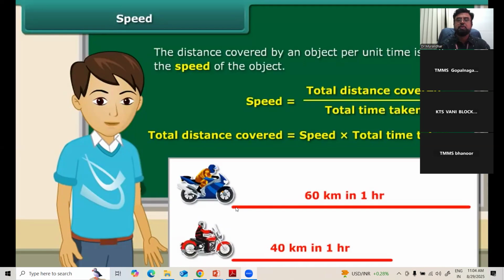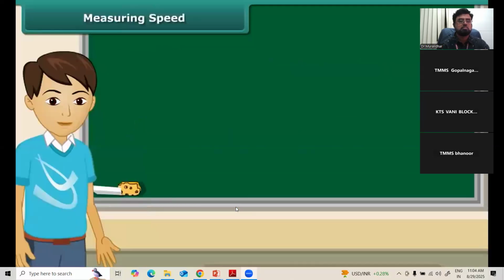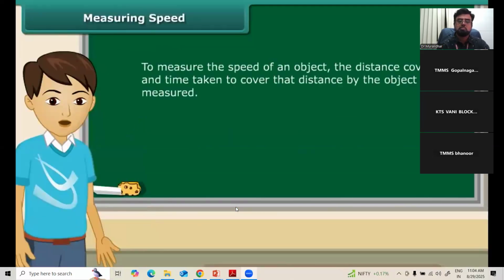Speed and velocity. Suppose your brother claims his motorbike is faster than his friend's. His friend denies. You know that your brother's motorbike covers a distance of 60 km in an hour, whereas his friend's bike covers 40 km in 1 hour. Let us now check the claims of your brother and his friend.